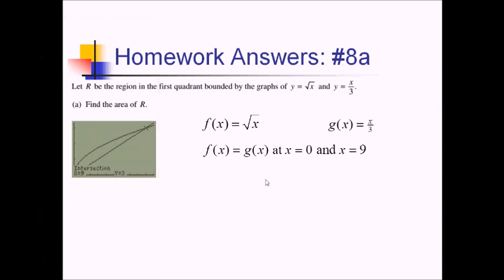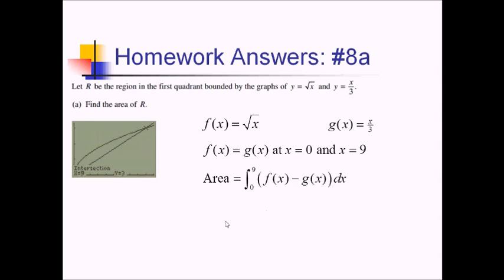That means to find the area, I need the integral from 0 to 9 of what? Well, I need to do top minus bottom. The top function is this square root function. The bottom was the line. So I've basically got f of x minus g of x dx inside there.